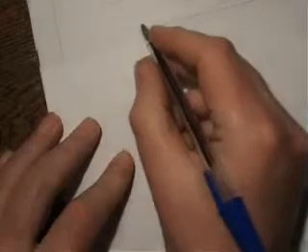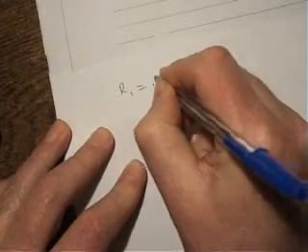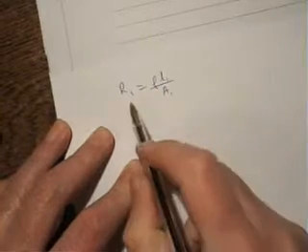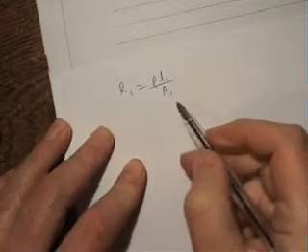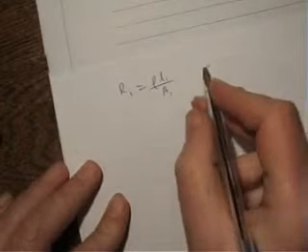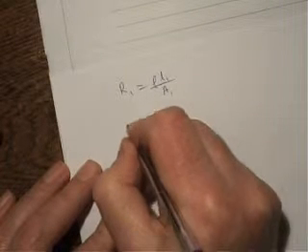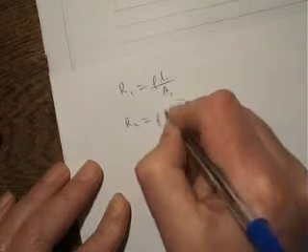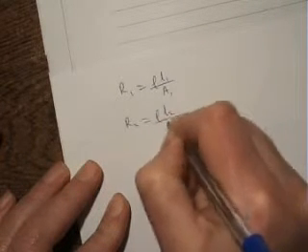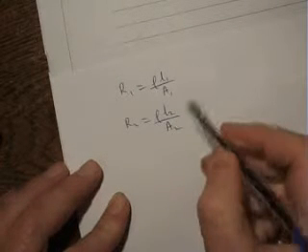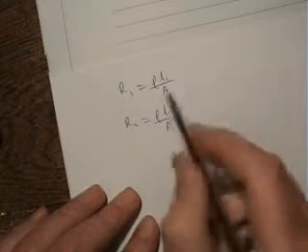The original resistance I'm going to call R1. I'm going to call the original length L1 and the original area A1. So R1 equals ρ times L1 over A1. R2, my second value of resistance, is given by resistivity times L2 divided by A2. But we're told how to find L2 and A2.